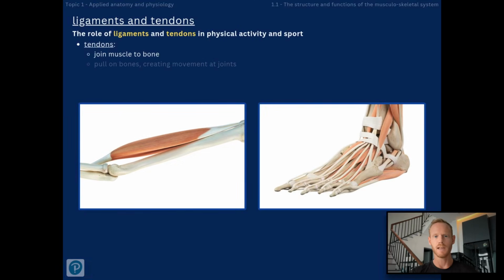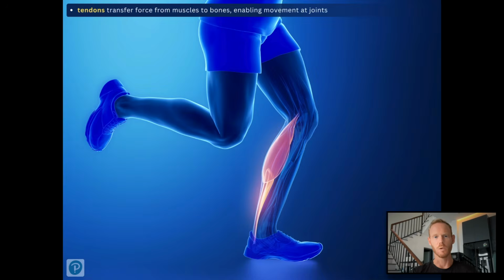Tendons are tough, inelastic tissues that connect muscle to bone. Their role is to transfer force from muscles to bones, enabling movement at joints. For example, the Achilles tendon connects the gastrocnemius or calf muscle to the heel bone or calcaneus, which enables plantar flexion at the ankle joint.